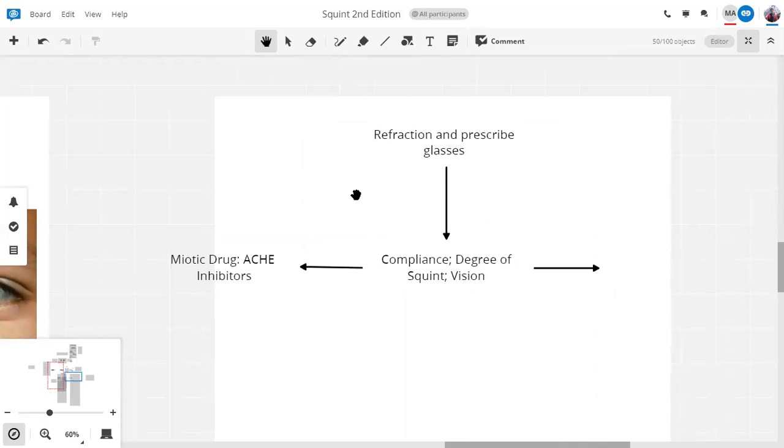So the questions which I left you last time were, what will we do if the patient is not compliant? We got the answer to that. They will be prescribed acetylcholinesterase inhibitors, echothiophate etc., which cause accommodation without neural impulses. So one question we have answered.